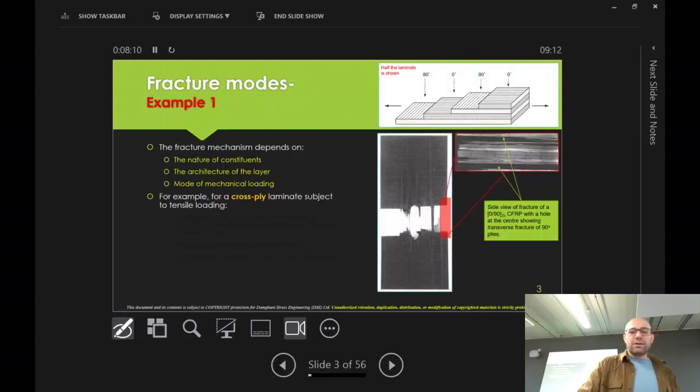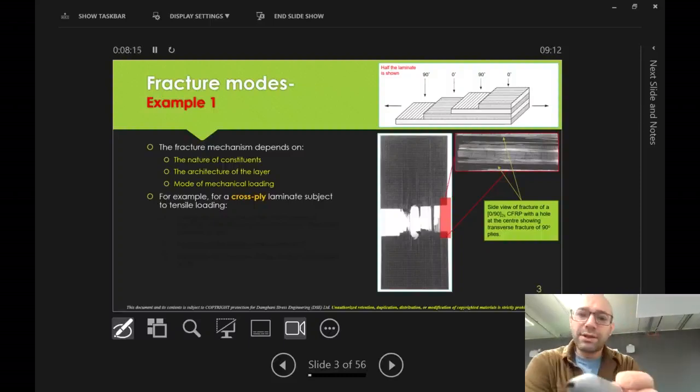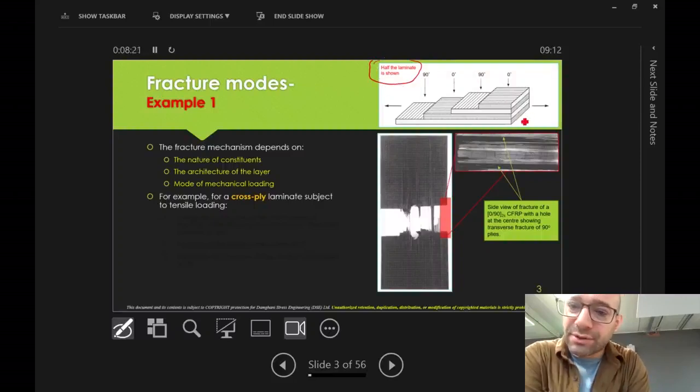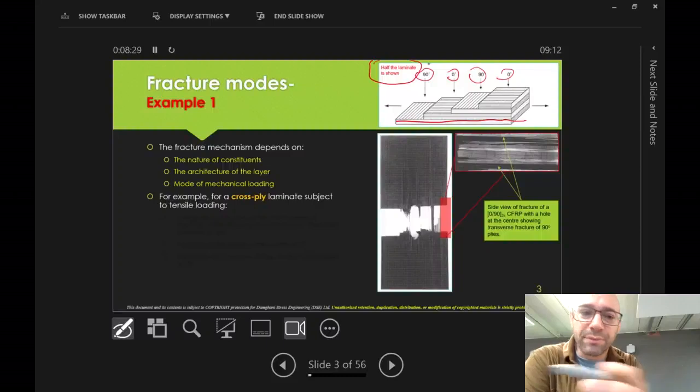Let's see some examples. If you look at the top right-hand corner, it's showing the stacking sequence for half the laminate. So essentially it's a symmetric laminate, which means you get the exact mirror image of the top at the bottom here as well. So 0, 90, 0, 90 is a cross ply.